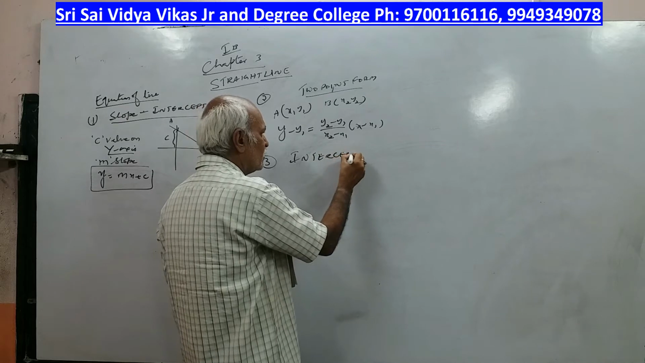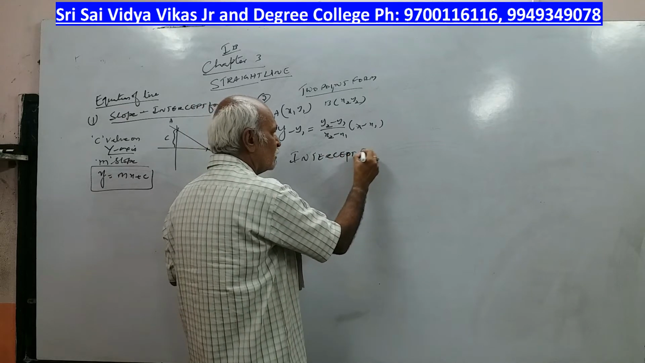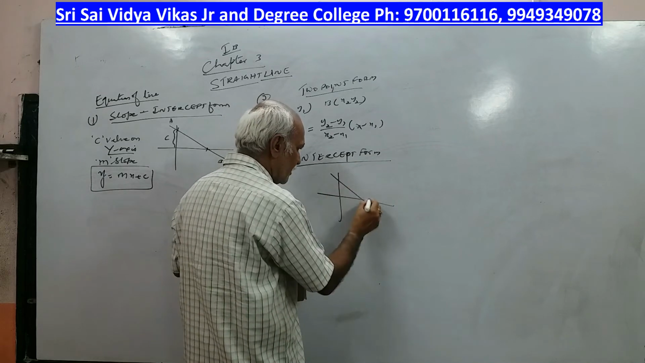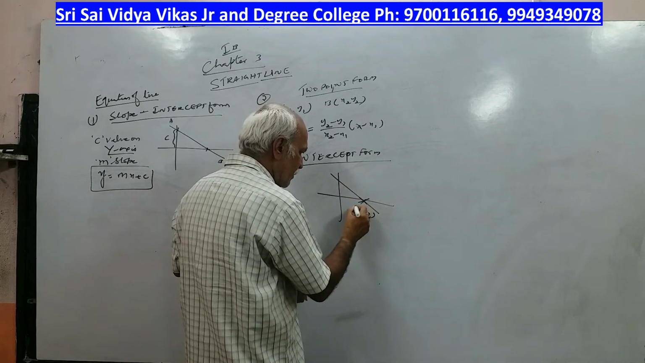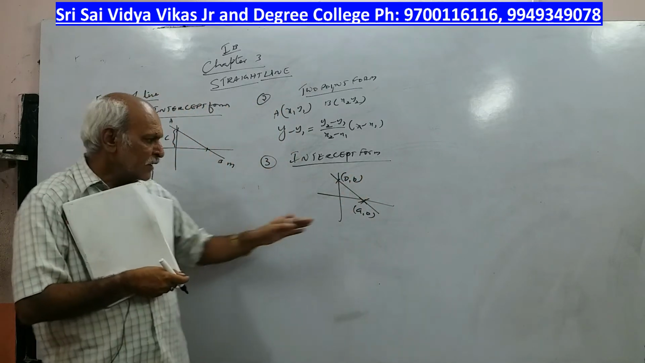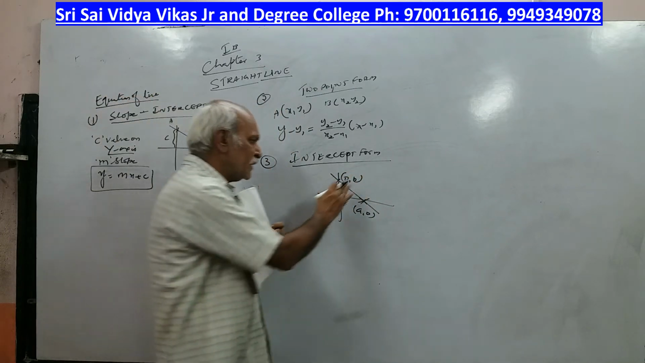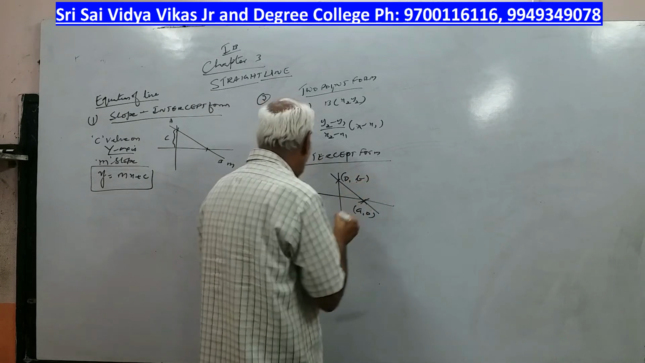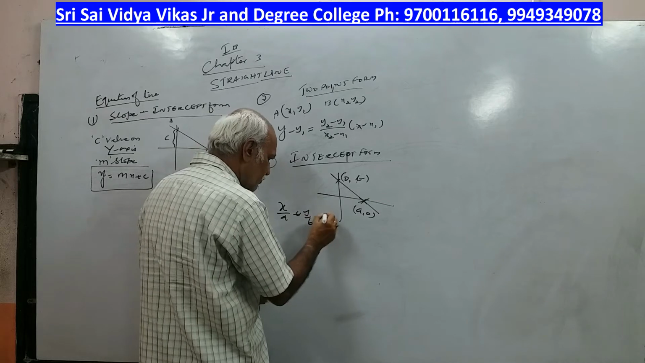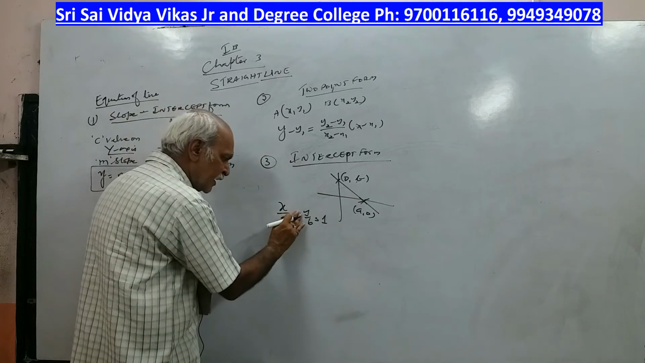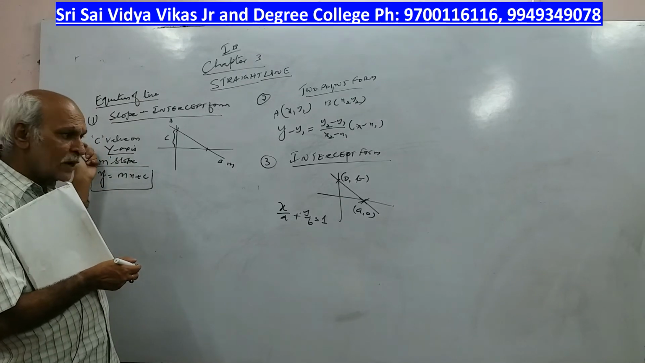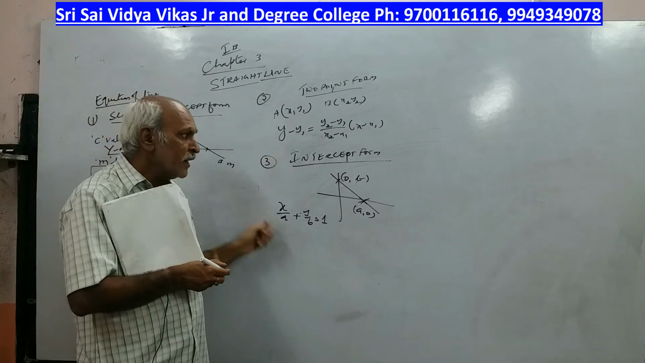Next, the third formula, intercept form. It is making intercepts (a, 0) and (0, b). Then the formula is x by a plus y by b is equal to 1. What is the formula? X by a plus y by b is equal to 1. So this is the slope intercept formula, here the two-point formula, and the intercept formula.